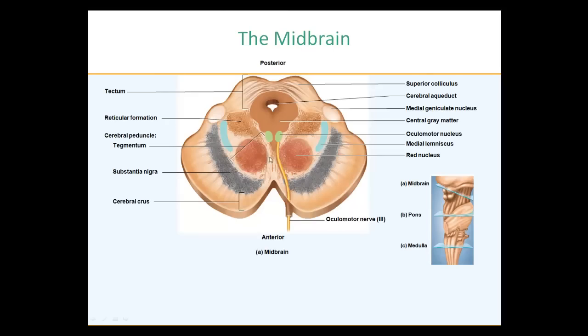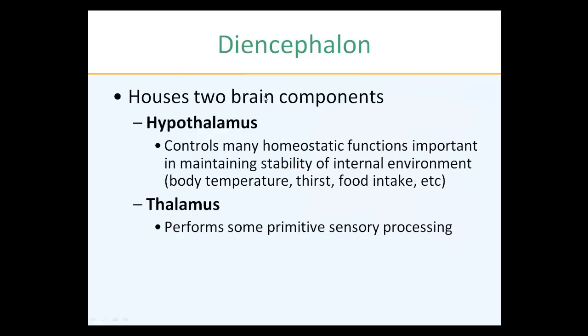So this is the red nucleus I mentioned earlier, and this is part of the reticular formation. Meanwhile, the substantia nigra is this part, and this opening here is the cerebral aqueduct which connects the third and the fourth ventricles together. Okay, so that covers our brainstem.